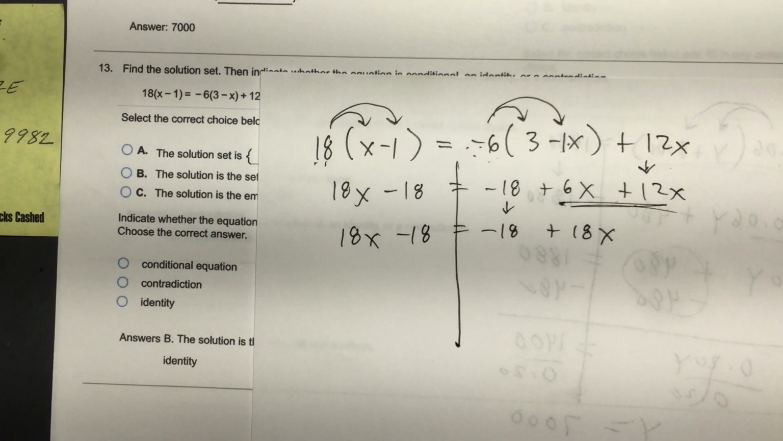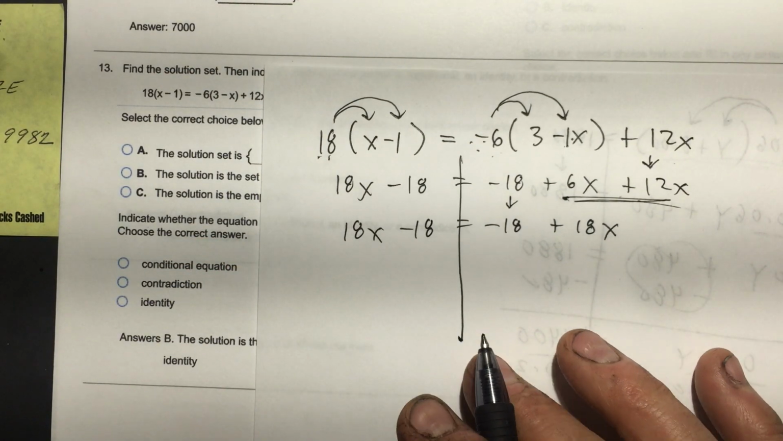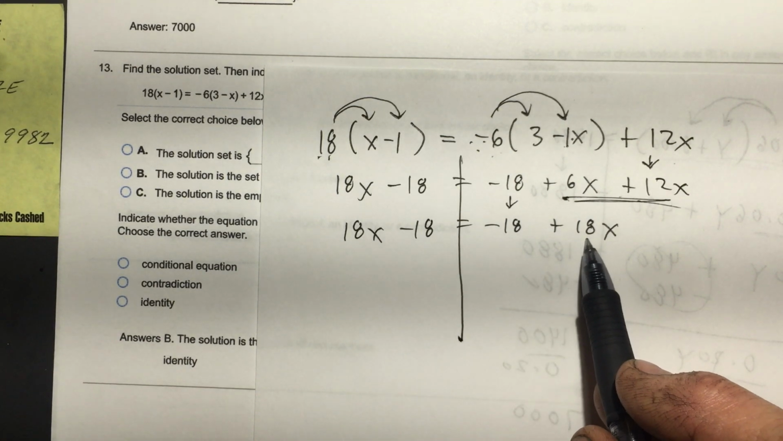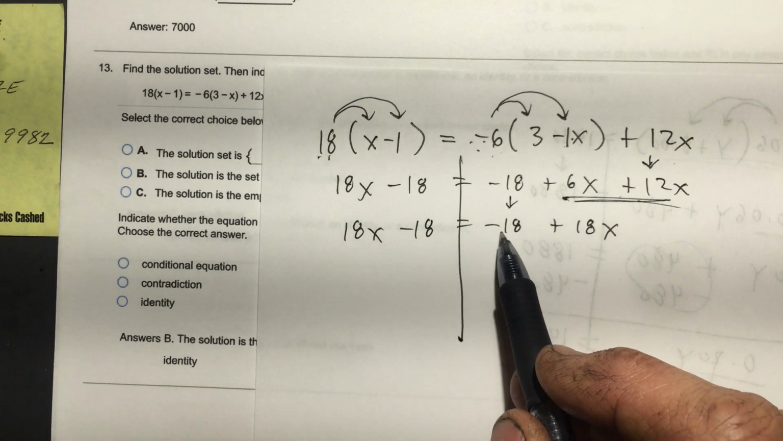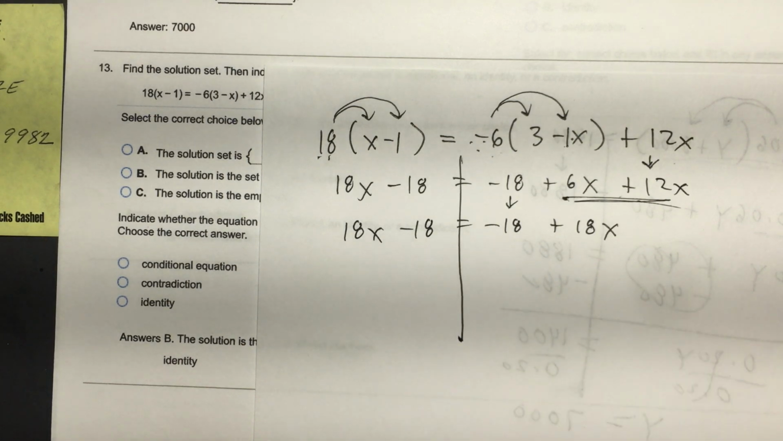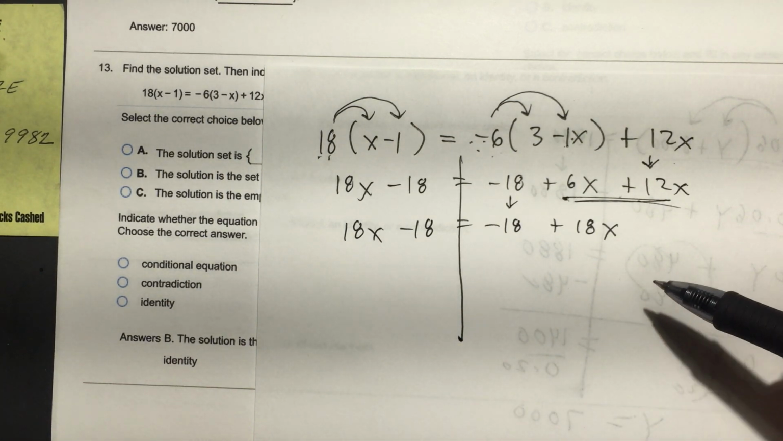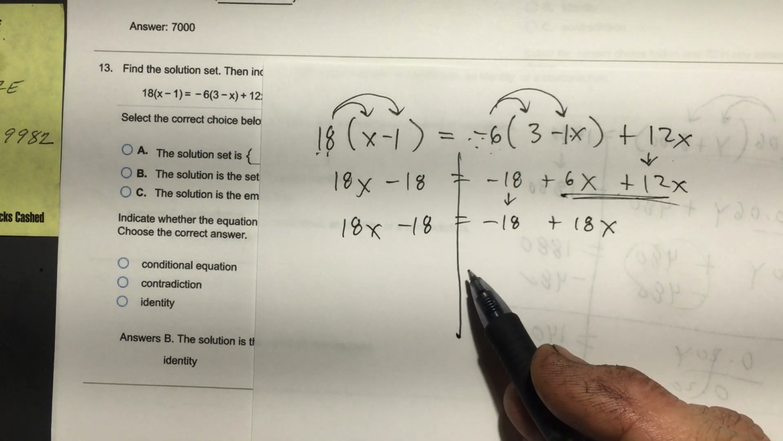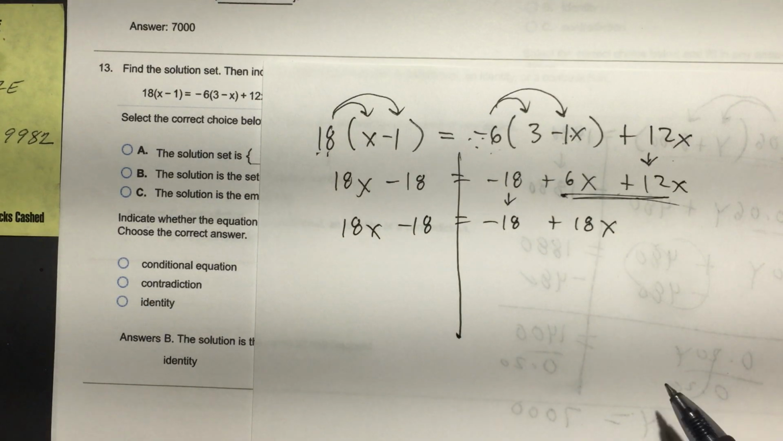Okay. Now right here, you may not notice this, but I've got 18x over there. I've got negative 18 and negative 18. I've got the same exact thing on both sides. So that's the key right now. You can tell this is going to be an identity. You could just stop right there and say, hey, this is an identity because I've got the same exact thing on both sides.